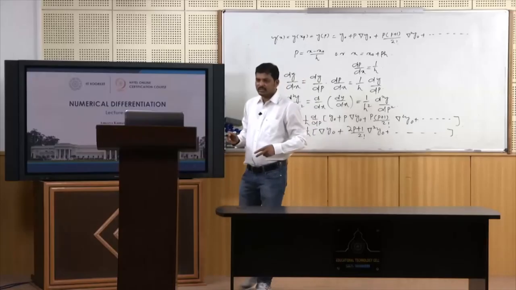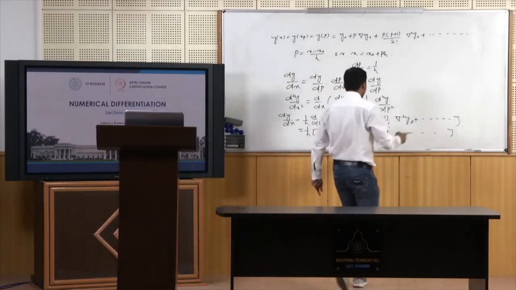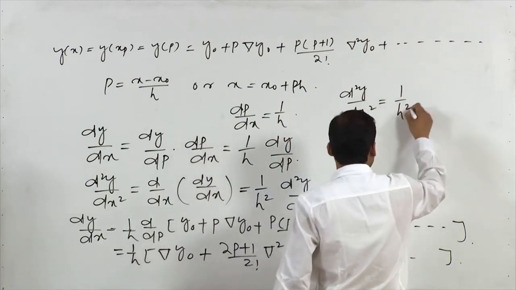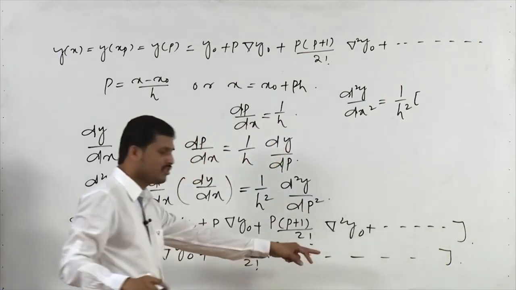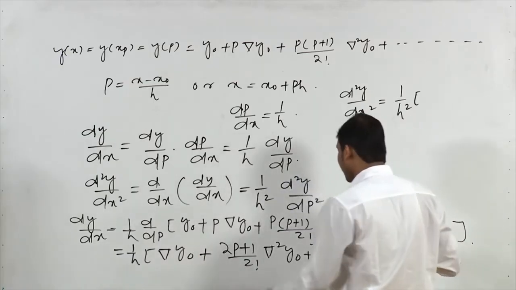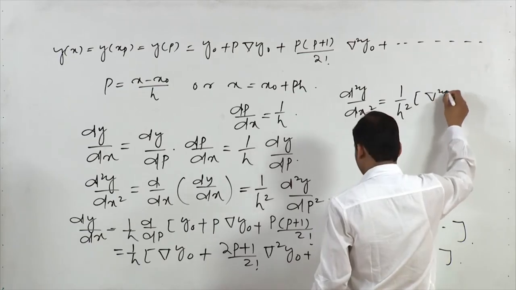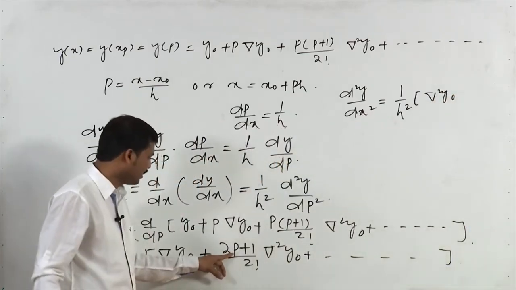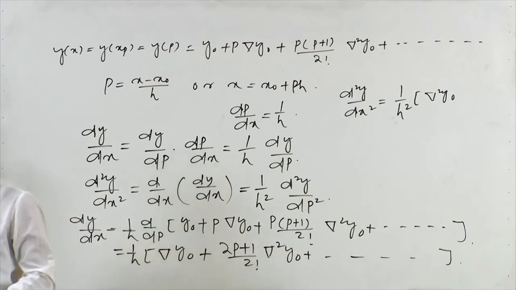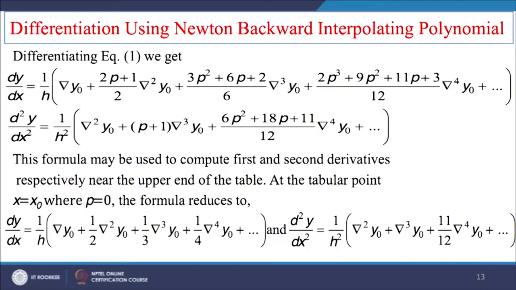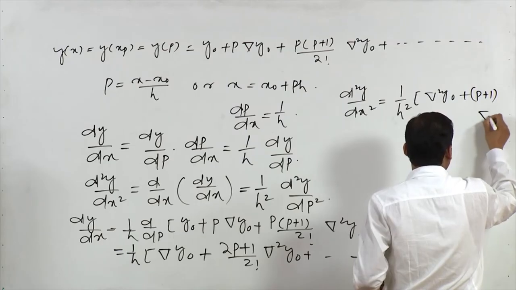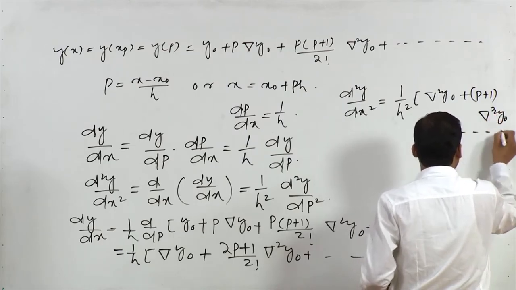And similarly, for the second order differentiation here, we can write d square y by dx square as 1 by h square. And one more differentiation for this function: the first value, since nabla y 0 is a constant, gives 0, then we write the second one as nabla square of y 0, since the differentiation of 2 p, that is 2 by 2, will cancel out. So the first term will be nabla square of y 0 here, plus the immediate next term can be represented as p plus 1 into nabla cube of y 0 plus all other terms.